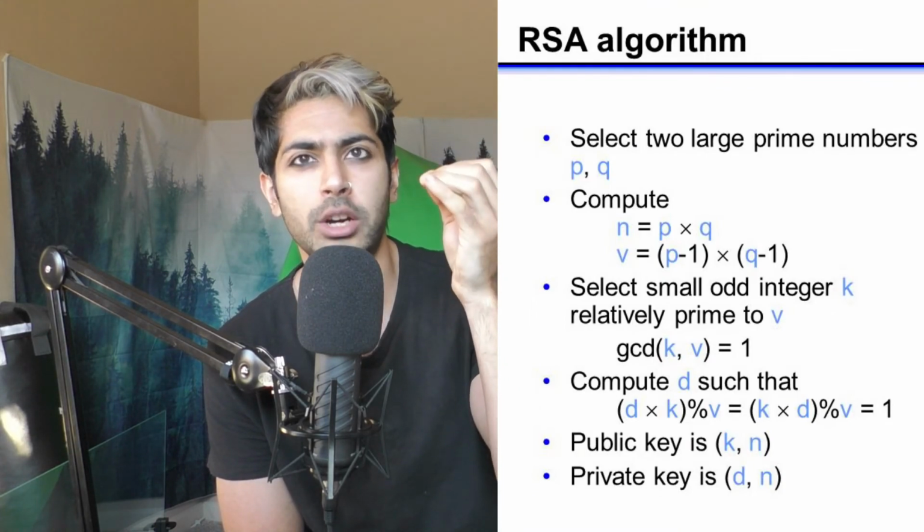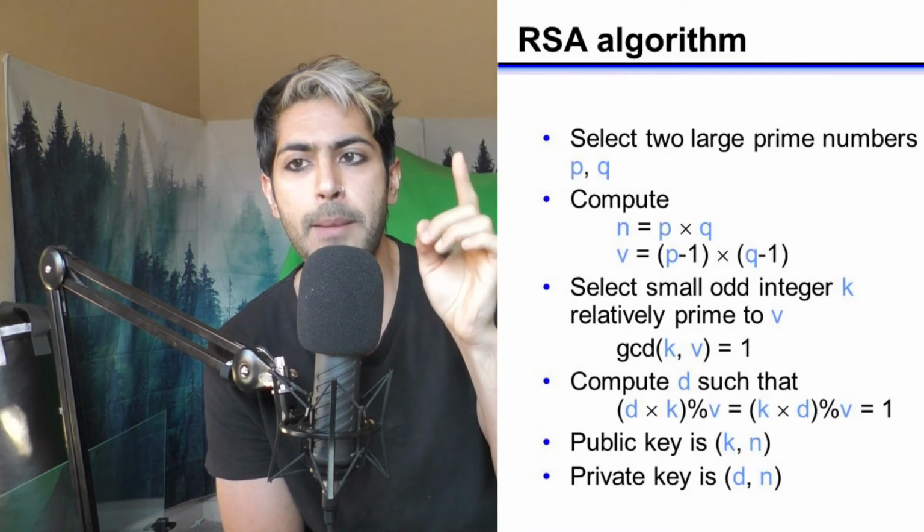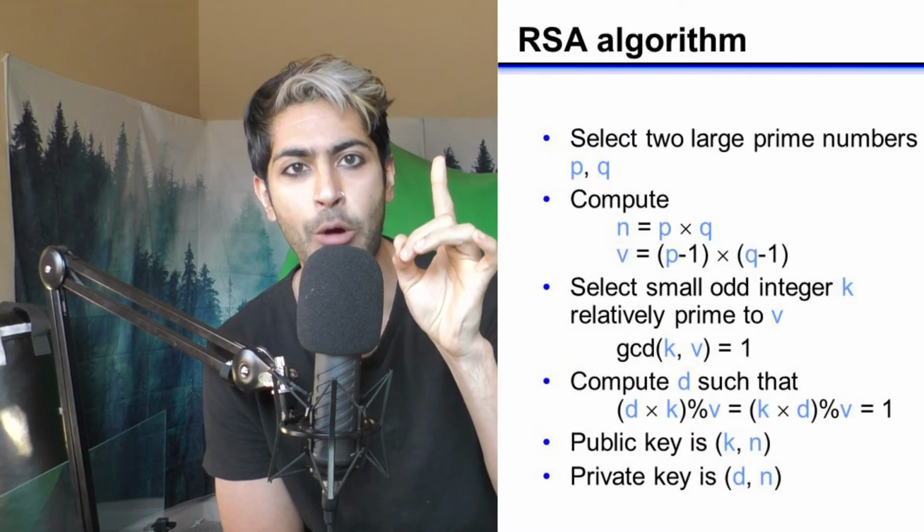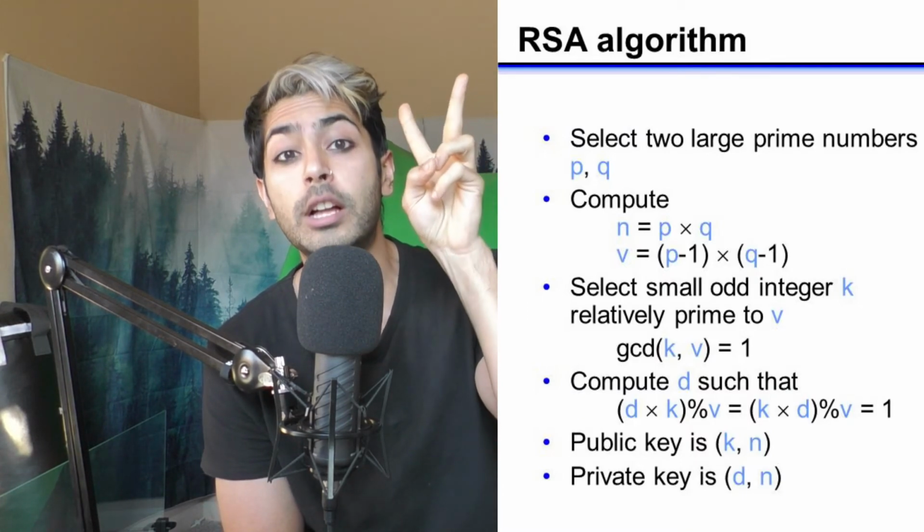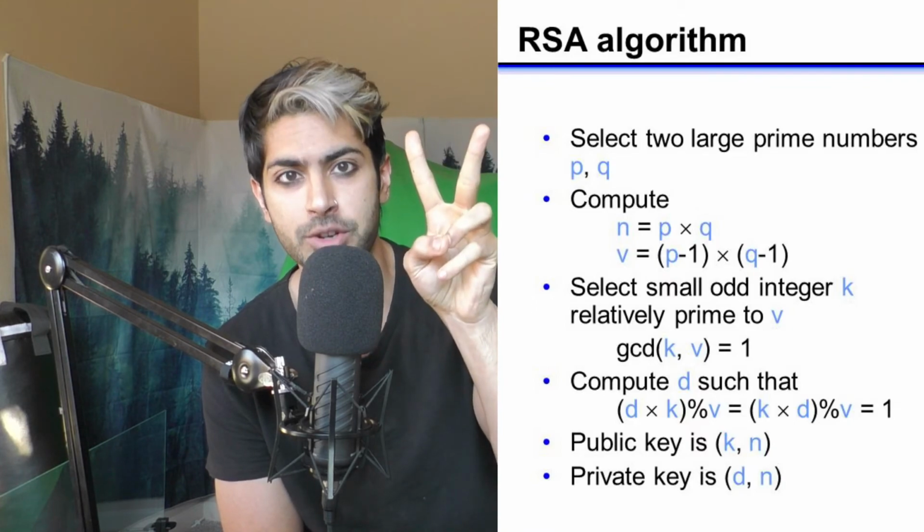I think it's like Rivest, Shamir, something like that. It doesn't matter. But the first part of the RSA algorithm is to start with 2 large prime numbers.